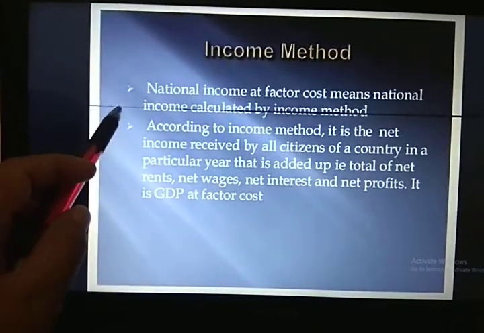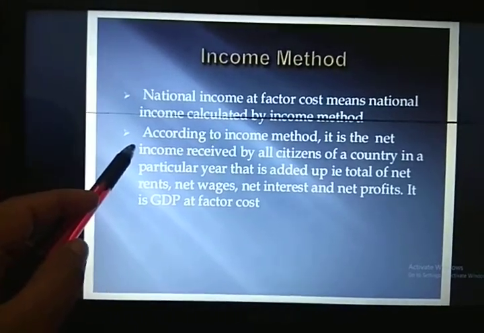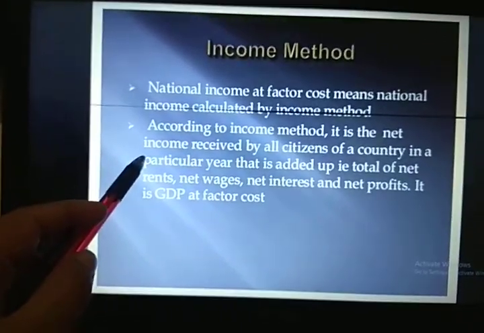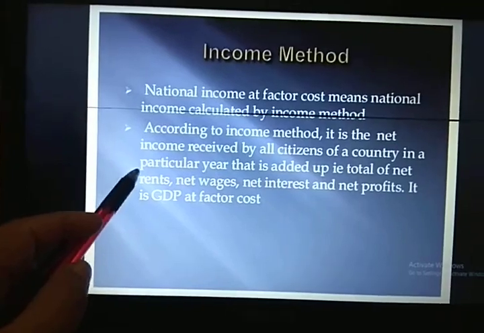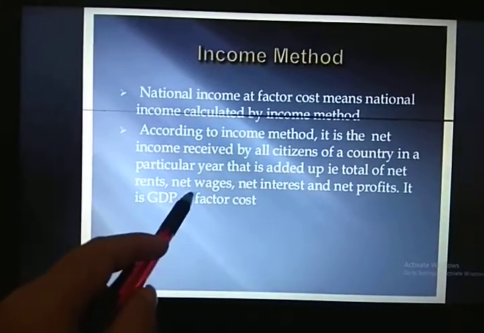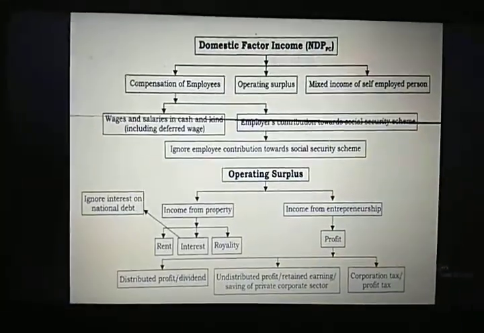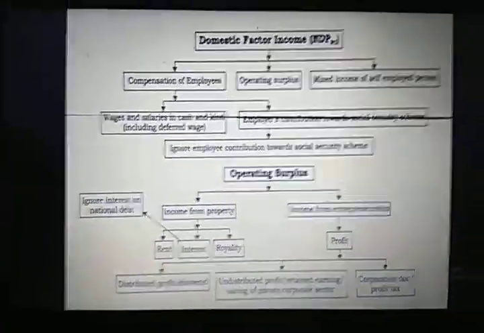National income at factor cost means national income calculated by the income method, and according to the income method it is the net income received by all the citizens of a country in a particular year, that is the added up total of net rent, net wages, net interest and net profit. So this is what we use in the income method.